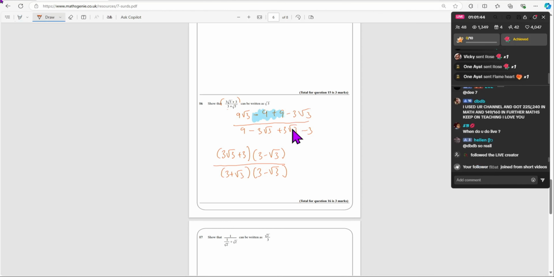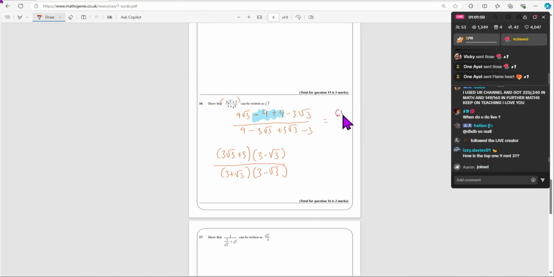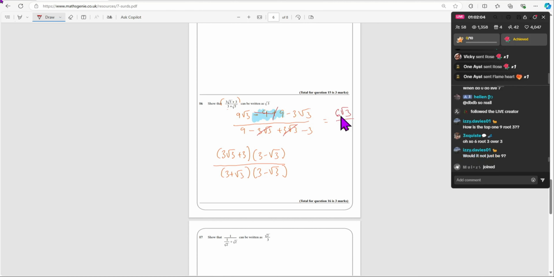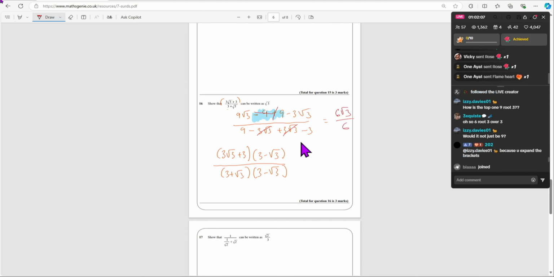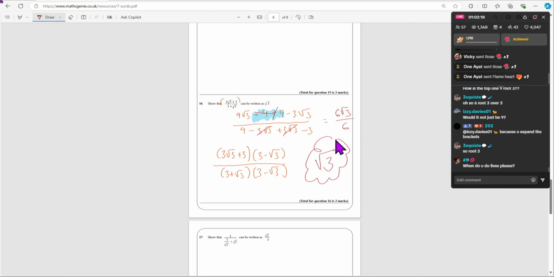Now when we simplify this, you will get 6 root 3 over 6, because 9 minus 3 is 6, these two cancel each other out, and 9 root 3 subtract 3 root 3 gives 6 root 3. We simplify this even further, so our answer is root 3. That proves our point, because the question says the answer can be written as root 3.